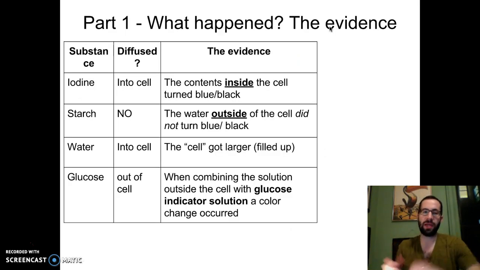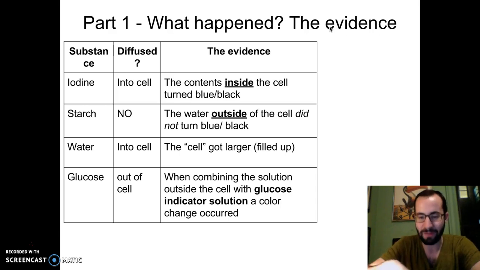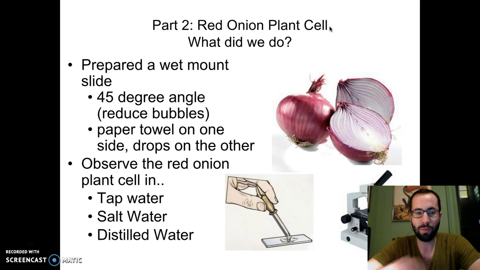So here we are once again. This is a summary. Iodine was able to diffuse into the cell because the inside of the cell turned blue-black. Starch did not diffuse because the water outside of the cell did not turn blue-black. Water got into the cell by diffusion because the cell got bigger, and glucose was able to diffuse out of the cell because when we took that glucose indicator solution and we heated it up inside the microwave using the water that we took out of the cell's environment on the outside, it changed colors. So that's part one. Moving on to part two.